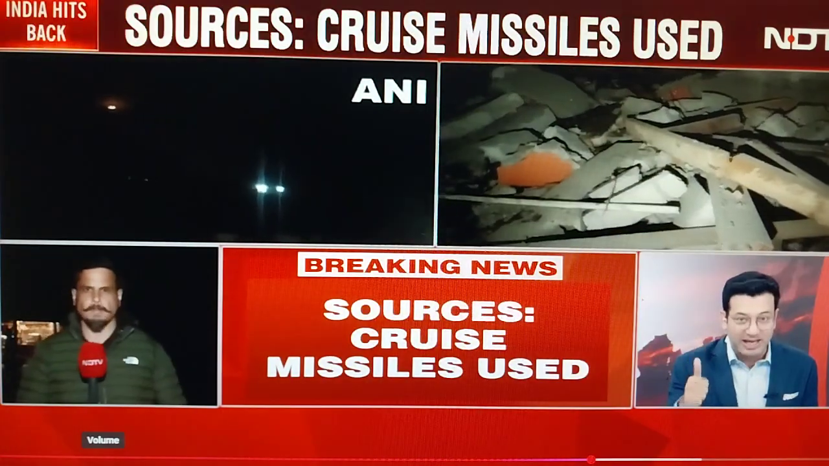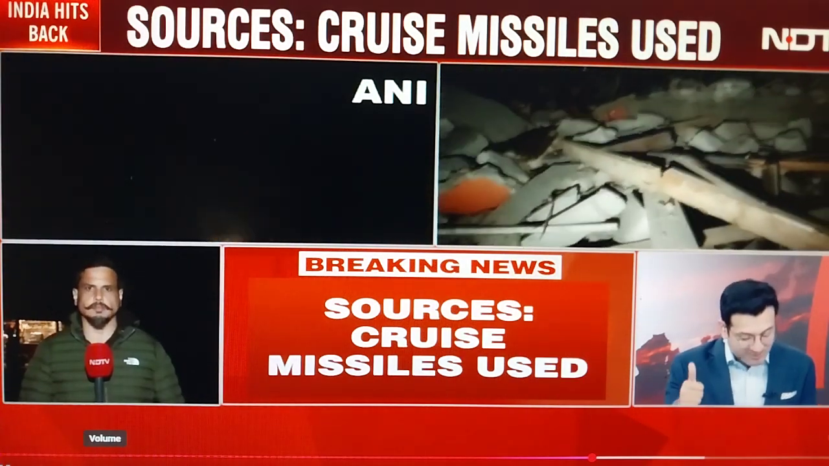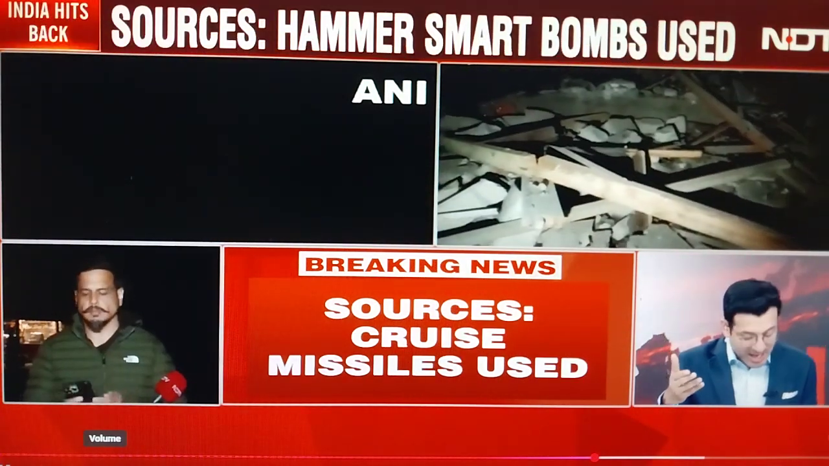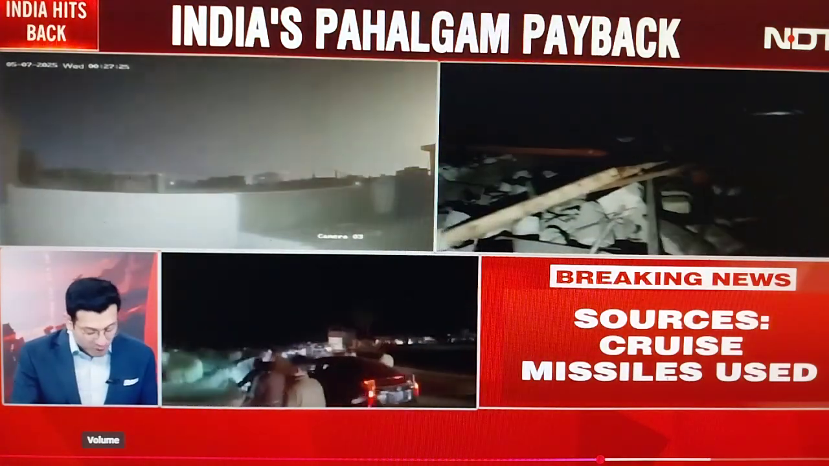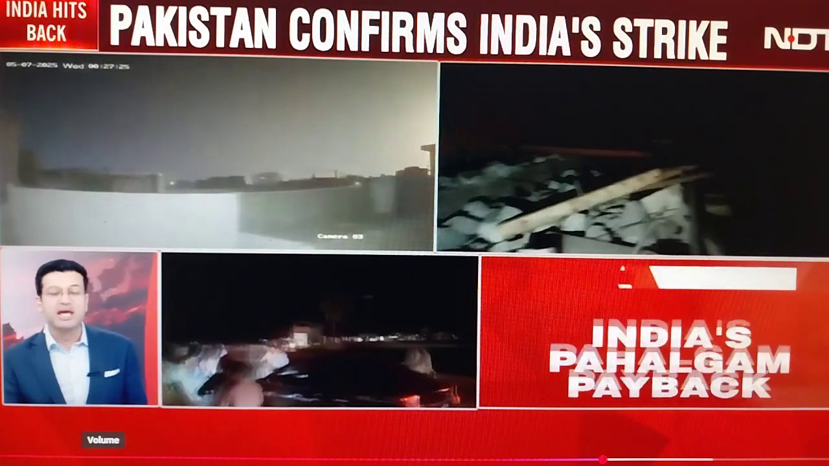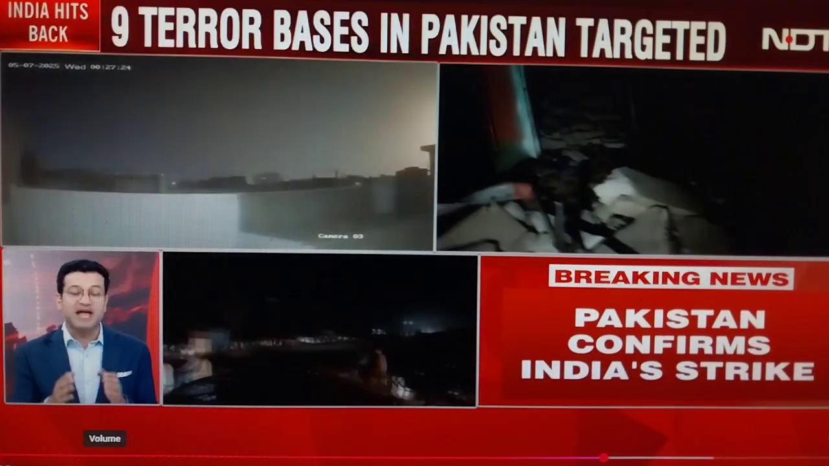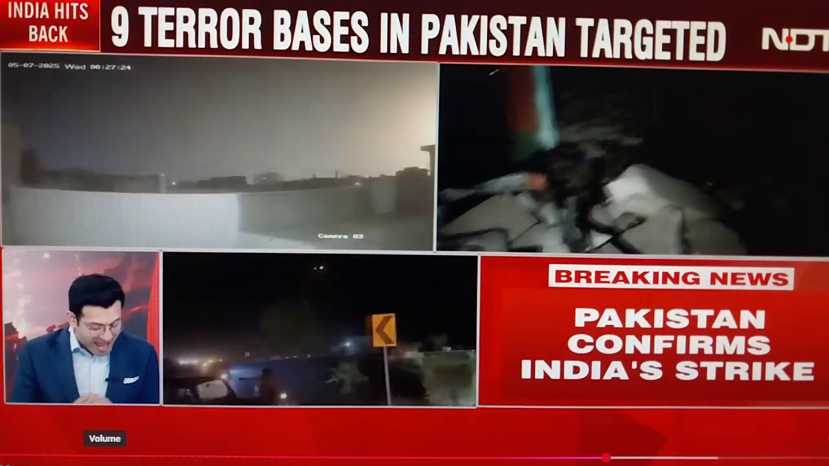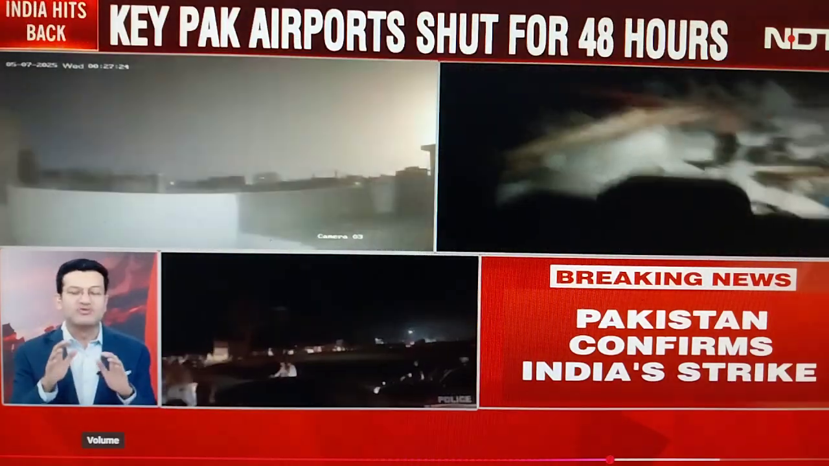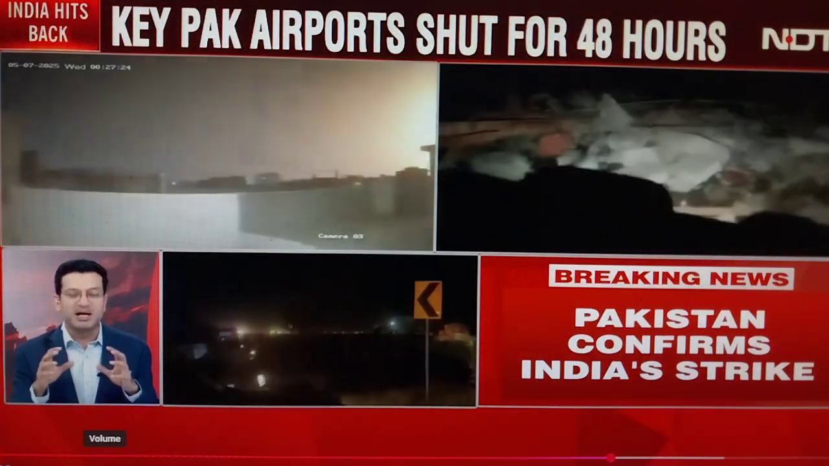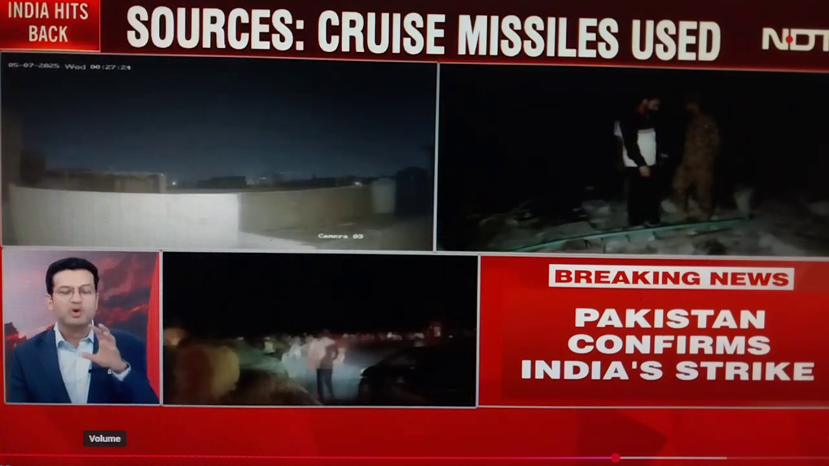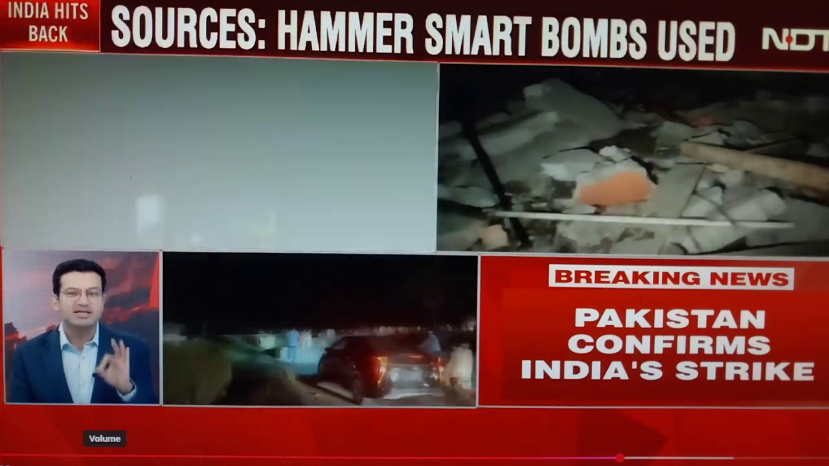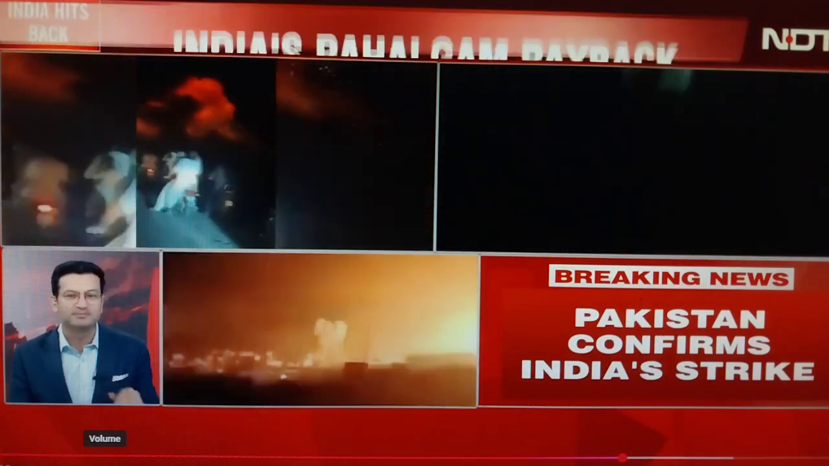One thing has been clear as we were breaking it. Muridke has been hit. This has been confirmed now by the Pakistani Ministry of Foreign Affairs statement as well. Muridke, Bahawalpur, and Kotli and Muzaffarabad in Azad Kashmir, as Pakistan likes to call it, the Pakistan-occupied Kashmir, have been hit by India. So we can confirm, Shiv, that the head of the terror snake, Bahawalpur and Muridke, have been hit. This is as deep as India has hit the terror infrastructure of Pakistan ever.